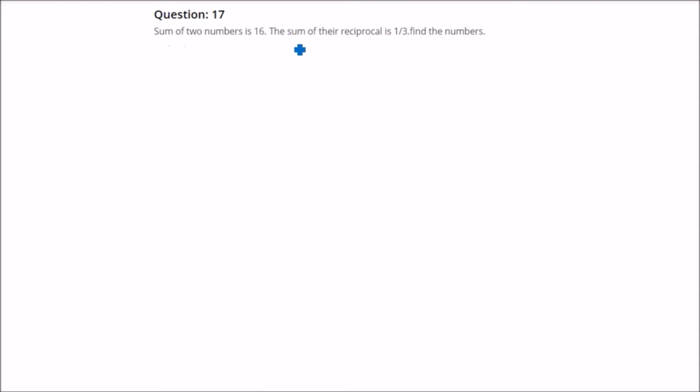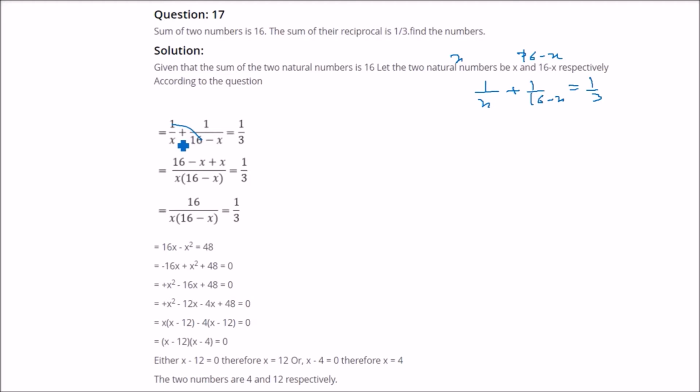Sum of two numbers is 16. The sum of their reciprocals is 1 by 3. That is, one is x, the other is 16 minus x. The sum of their reciprocals is 1 by x plus 1 by 16 minus x, which will be equal to 1 by 3. So what do you get? Take 16 minus x here, and multiply x and 16 minus x. This gets cancelled. Now 16 into 3 is 48.